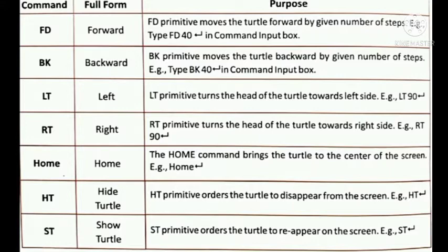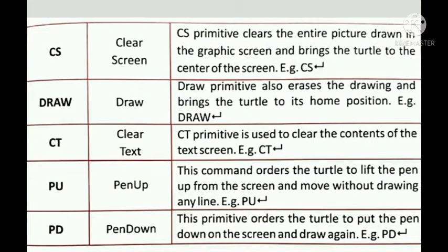So first, FD, the full form of FD is forward. The full form of BK is backward. The full form of LT is left, RT is right, home. HT means hide turtle, and ST means show turtle. To hide the turtle, we have to put the command HT. And CS means clear screen. To clear the screen, we have to put the command CS, and CT means clear text.